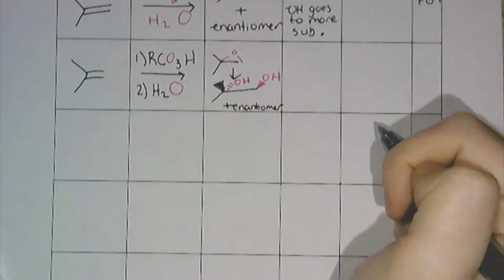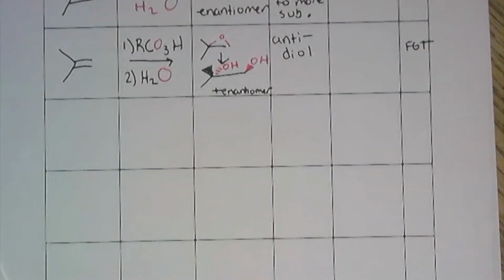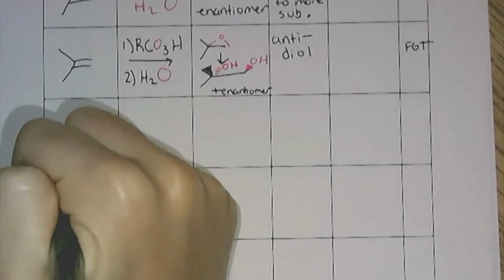And then when you add the water, it breaks apart the epoxide because those aren't very stable compounds, and it adds the two OHs in an anti-diol position. The diol just represents the hydroxy groups, and anti because they are facing opposite directions. And then again, the enantiomer is present as well.